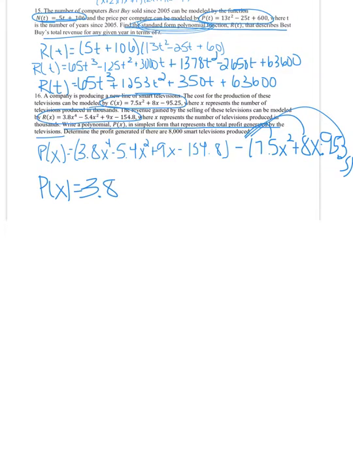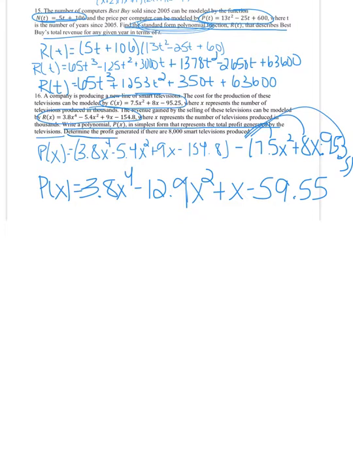3.8 x to the fourth minus 12.9 x to the third plus x. Oh, hold on. This is minus 12.9 x squared. Sorry. Minus 12.9 x squared plus x, and then minus 59.55. That's the answer to the first part.